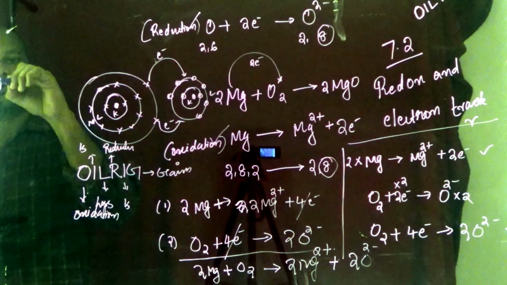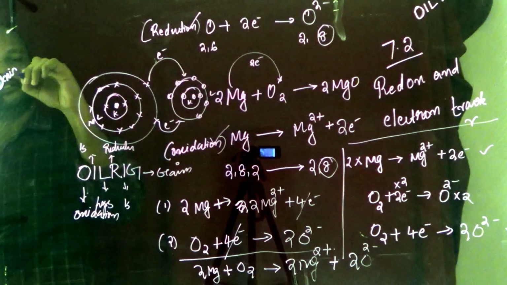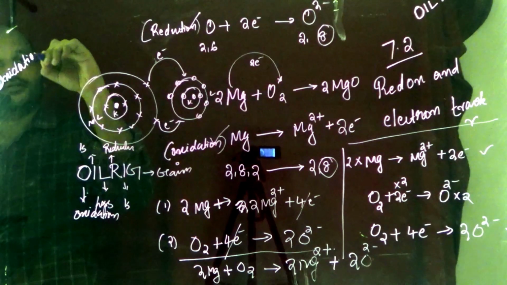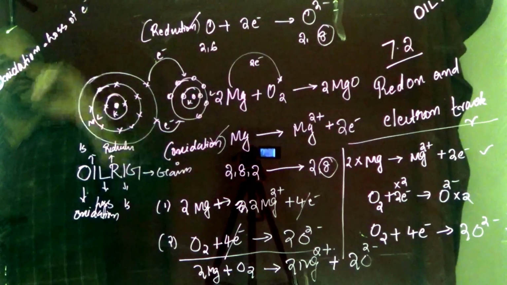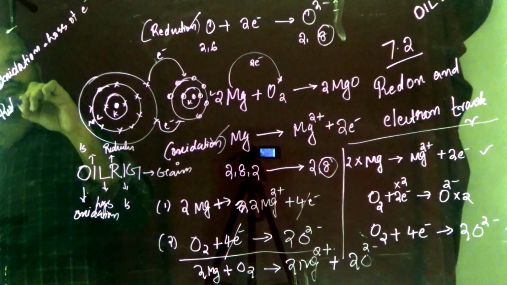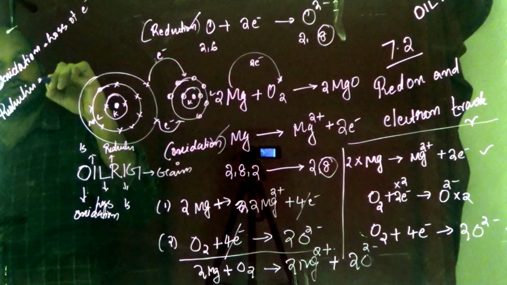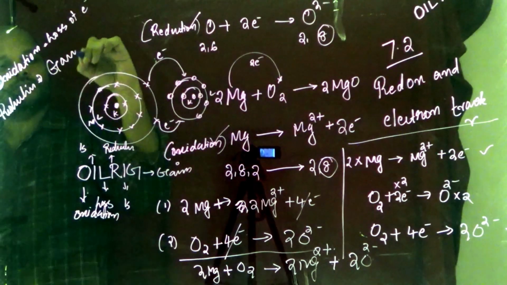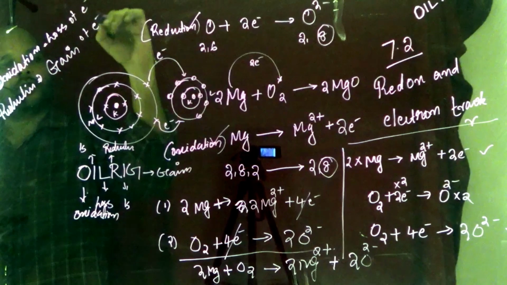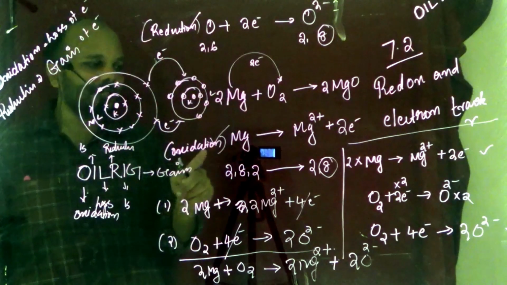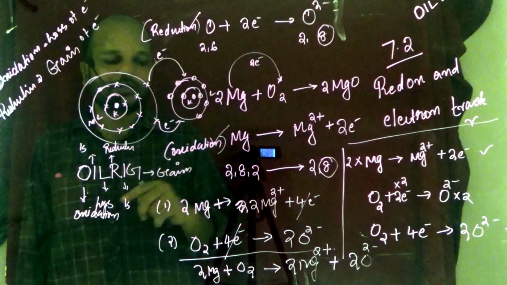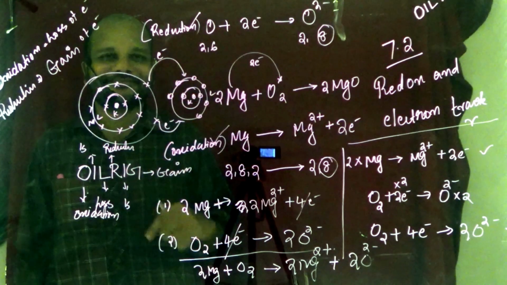Please remember that the better definition is: oxidation is the loss of electrons, reduction is the gain of electrons. Okay, so this is what it is. Please remember this particular thing from this example. Okay, I have seen the example of magnesium oxide.